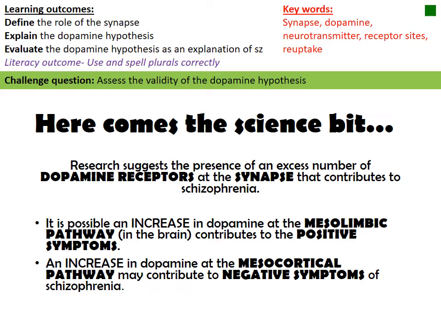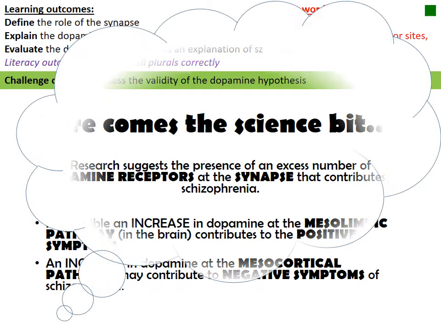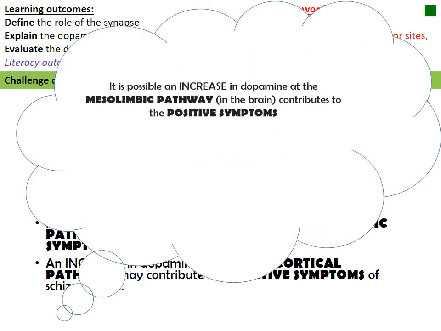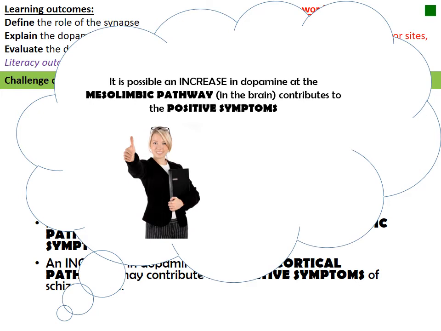Now, it's possible that an increase in dopamine across the mesolimbic pathway in the brain contributes to the positive symptoms of schizophrenia, and that an increase in dopamine at the mesocortical pathway contributes to the negative symptoms of schizophrenia. A really good way to remember this is to think about a thumbs up. If you use your limb to give a thumbs up, then it's indicating that it's a positive symptom.